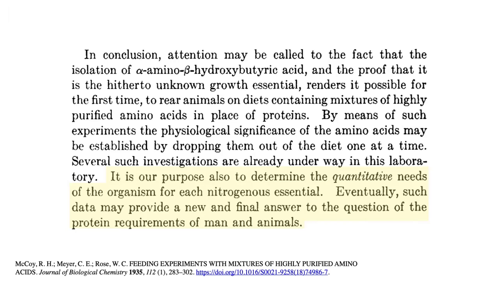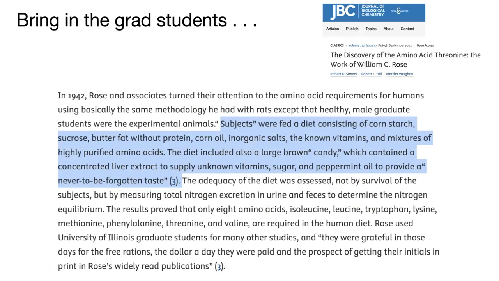After doing the rats, he moved on to dogs. But dogs still aren't people, so if he wanted to know protein requirements in men, he needed to find some men. And one of the places scientists often go, especially in the olden days, when you wanted to do an experiment on some people, would be students. In this case, Rose turned to some healthy male graduate students, and he fed them a diet in which he gave them all the nutrients they need. So cornstarch, sucrose, butterfat without protein, corn oil, inorganic salts, known vitamins. So everything other than the amino acids that they would need, and then mixtures of highly purified amino acids.